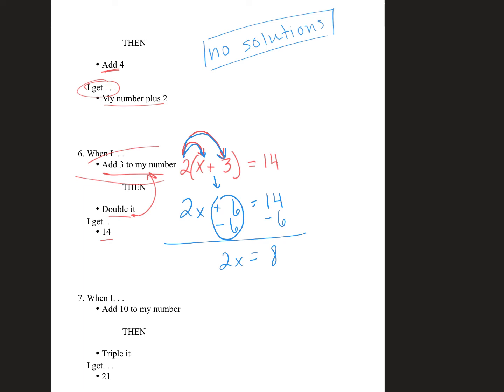Once again, a number and a variable, that means 2 times x. So to just get x by itself, because that's what I'm doing here, I'm solving for x, I need to divide by 2 on both sides. 2 divided by 2 is 1, so then 2x divided by 2 is just 1x, or just x. And then 8 divided by 2 is 4.